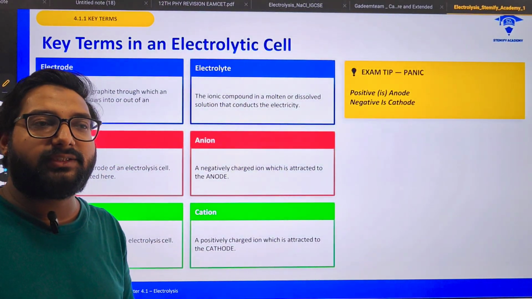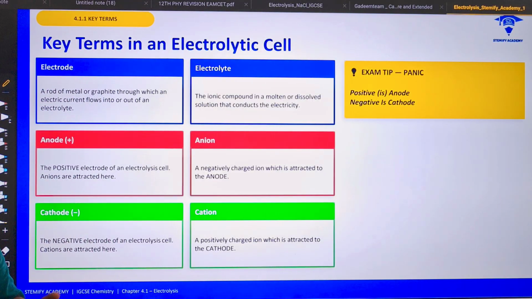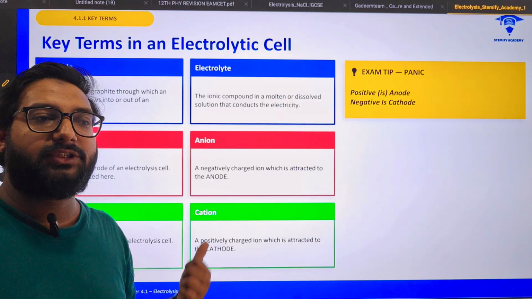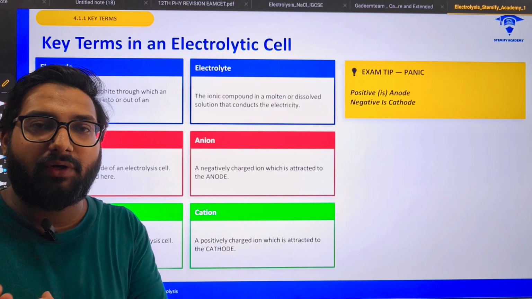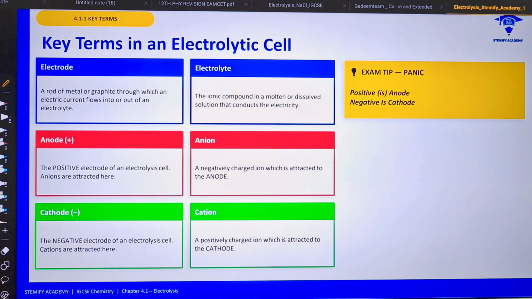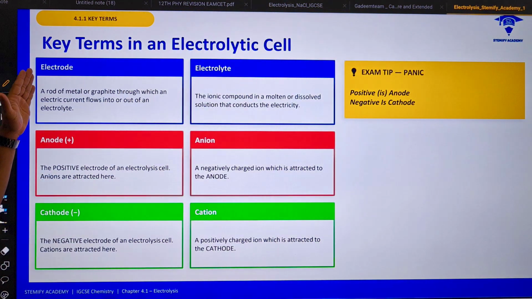At first, let us understand what is electrolysis. Electrolysis is a chemical reaction in which electricity is used to convert reactants into products. Now let's go through a few key terms.